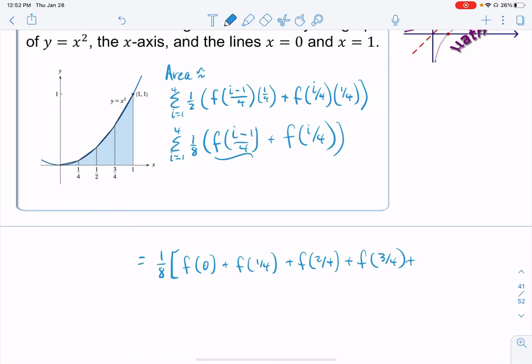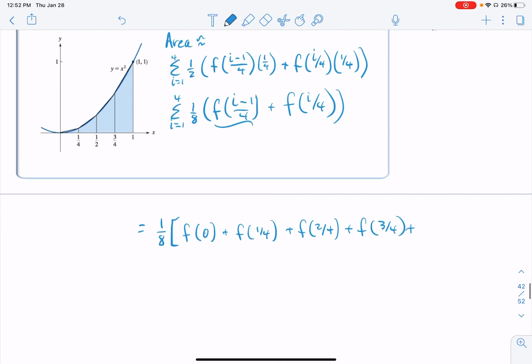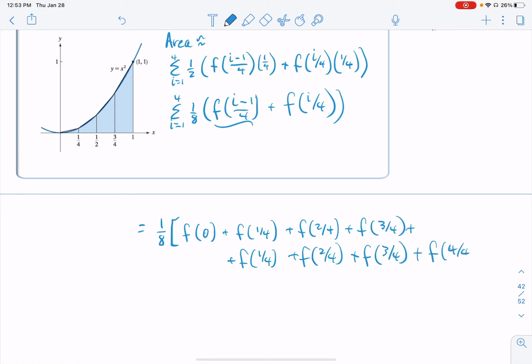But now you have to add in all the right endpoints. So if I stuck in 1 for this i here, I would have f of 1/4. And notice that that perfectly lines up with this f of 1/4. If I stuck in a 2 here, I increase that by 1. It would be 2 over 4, which lines up with this one. And then we would also have f of 3/4 when we stick in 3. And one more, we'd have f of 4/4.